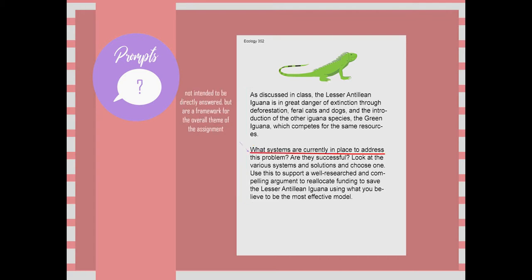In this example, the first two questions are not intended to be directly answered in your essay. They provide a framework for the overall theme of the assignment. The third sentence, the assignment itself, is to build a well-researched and compelling argument. This indicates that the essay must be argumentative and use quality resources.